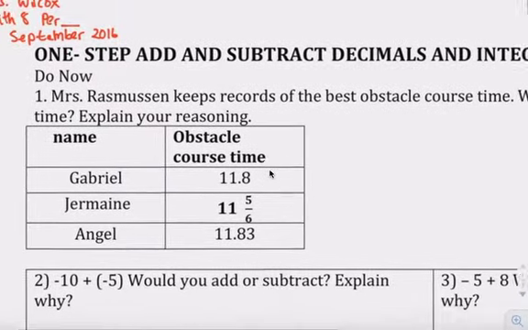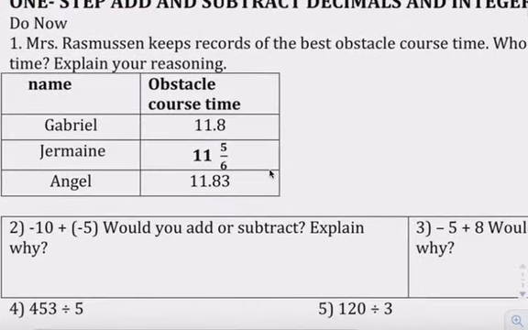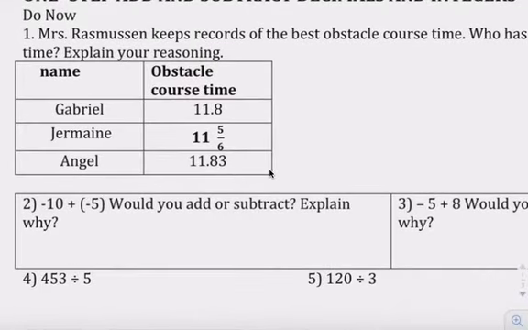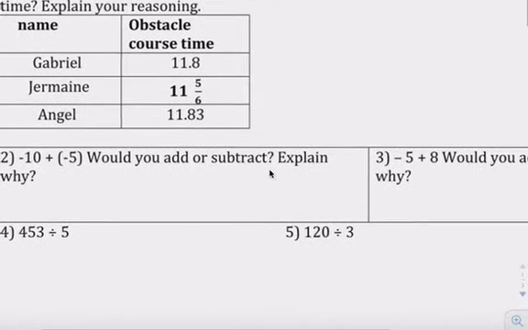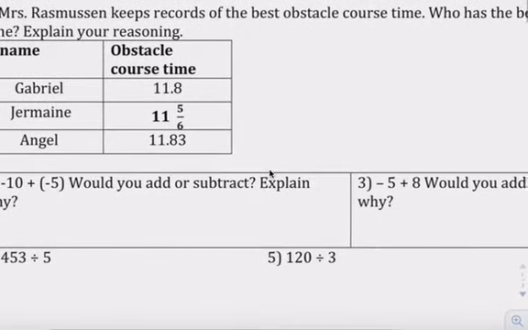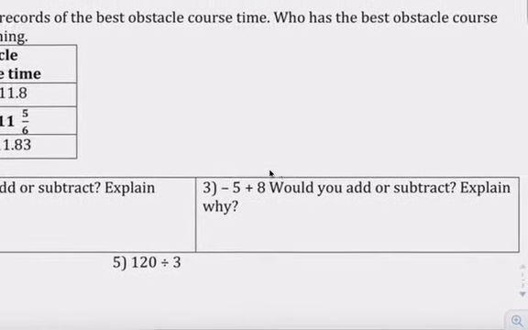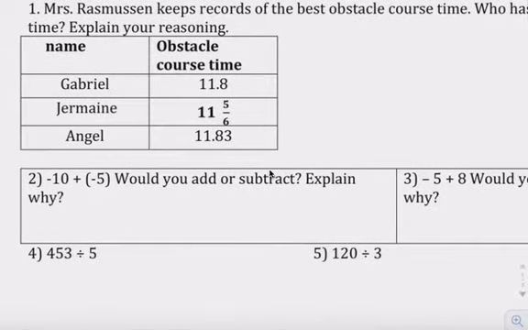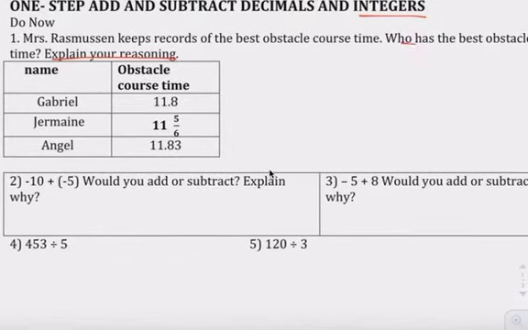Okay, we're doing one step adding and subtracting decimals and integers. Integers are whole numbers that are positive and negative. Okay, let's do number 1 first. Mrs. Rasmussen keeps records of the best obstacle course time. Who has the best obstacle course time? Explain your reasoning. So we're finding who has the best obstacle course time.